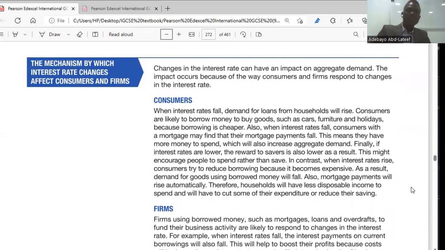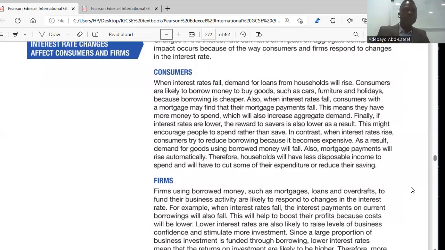So the first one, they said consumers. What happens to consumers? When interest rates fall, demand for loans from households will rise. Consumers are likely to borrow money to buy goods such as cars, furniture, holidays, because borrowing is cheaper. Also, when interest rates fall, consumers with a mortgage may find that their mortgage payments fall. This means they have more money to spend, which will also increase aggregate demand. Finally, if interest rates are lower, the reward for savers is also lower. This might encourage people to spend rather than save.